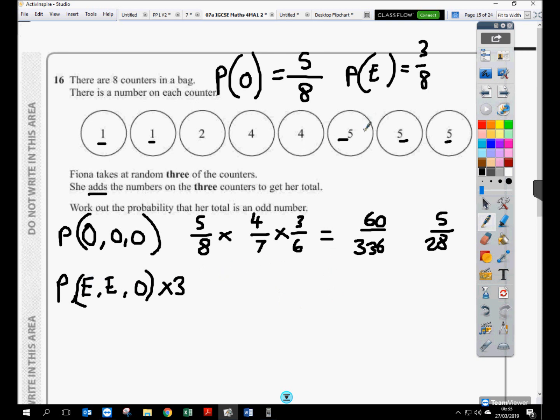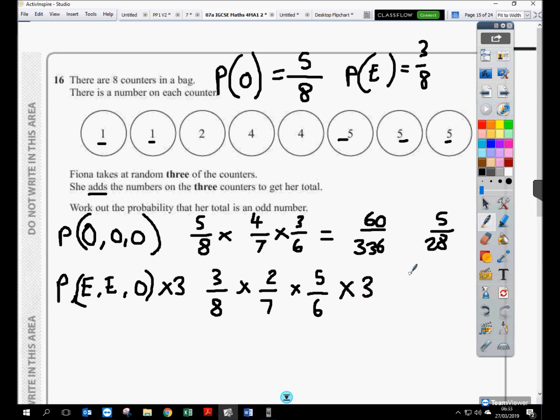So let's have a look at even, even, odd to begin with. Probability of even is 3 over 8 to begin with. Next time, if you take an even number, there will be one less even number. So there will be 2 out of 7. And the third time, you want to take an odd number, but you haven't taken any odd numbers yet, so there's still 5 odd numbers left, but there's only 6 counters in the bag. Yep. And then what you do is you work this out, and then you can times it by 3.